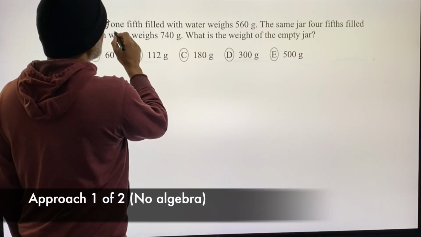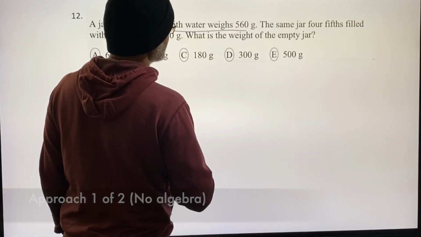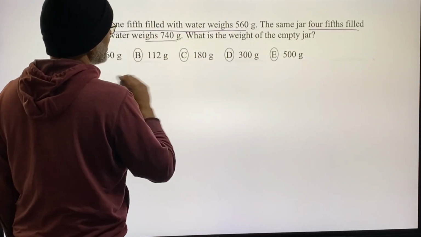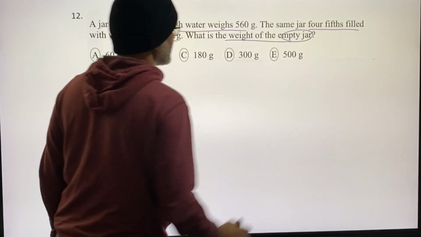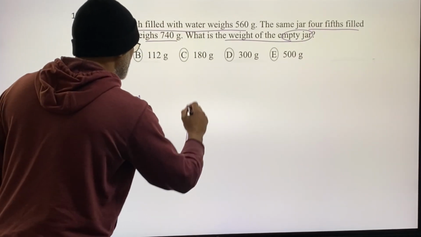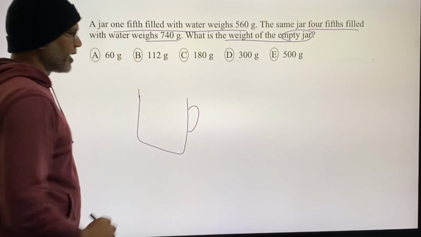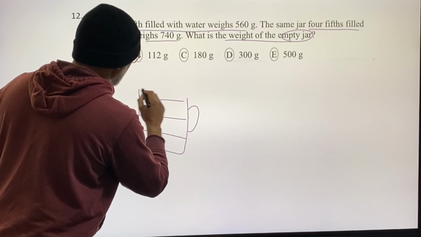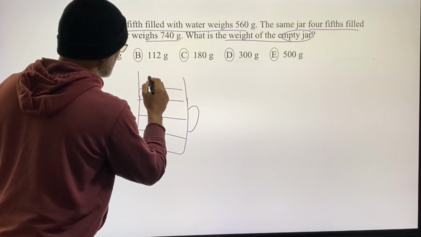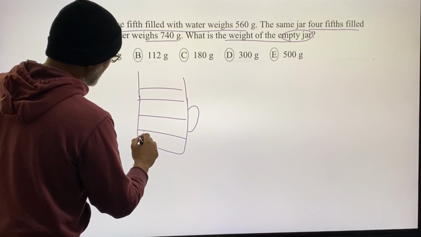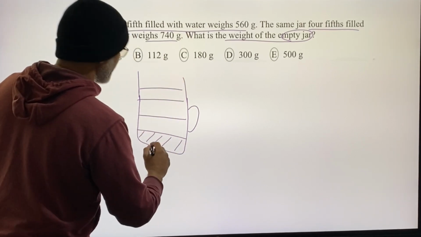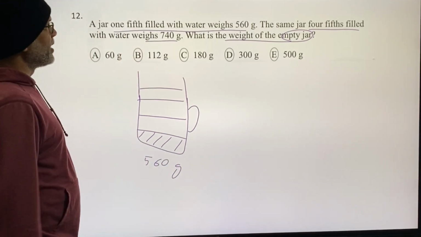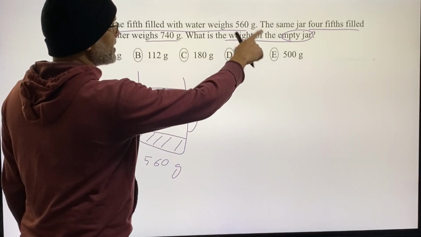A jar 1/5 filled with water is 560 gram. The same jar 4/5 filled with water, 740 gram. What is the weight of the empty jar? All right. So let me draw the jar. So this is the jar, and this is divided into 5. 1, 2, 3, 4. All right. So this is my jar. 1, 2, 3, 4, 5, and this is 1/5 filled. So this is 560 gram, right? Now the same jar 4/5 filled.